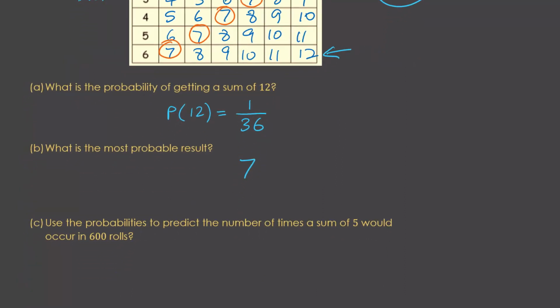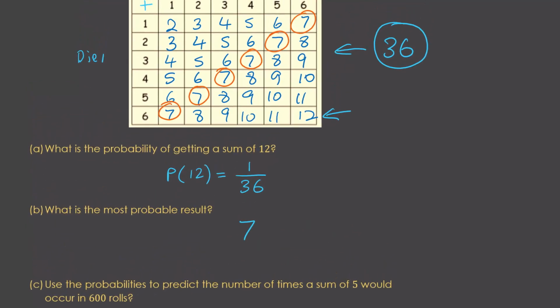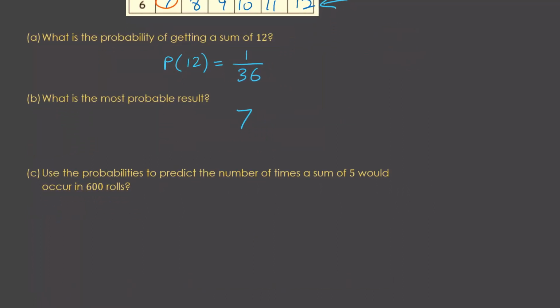Use the probabilities to predict the number of times a sum of 5 would occur in 500 rolls. Well, if we look at the 5, how many of those do we have? We've got 1, 2, 3, 4 out of 36. So the probability of getting 5 is 4 out of 36, which is 1/9.